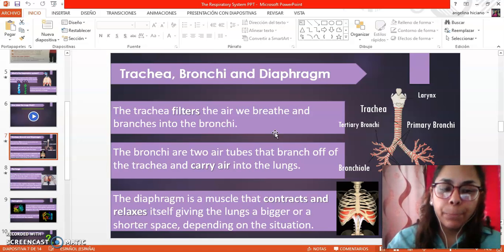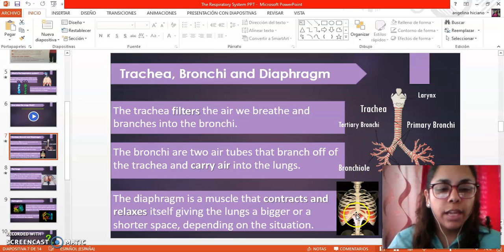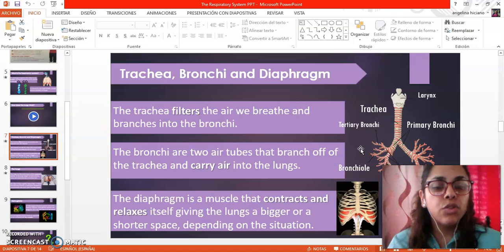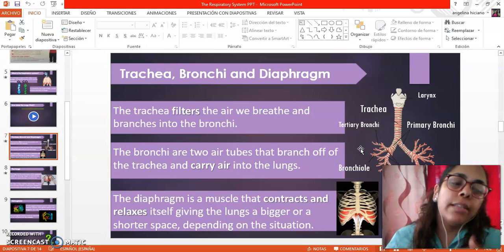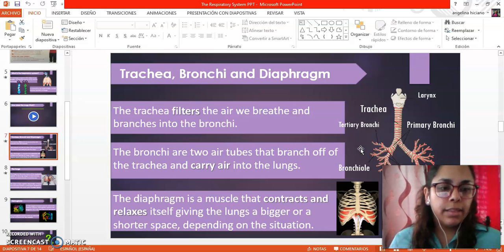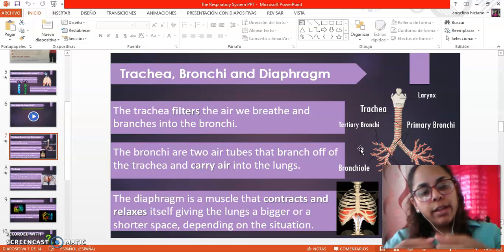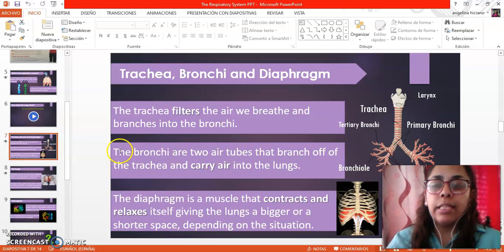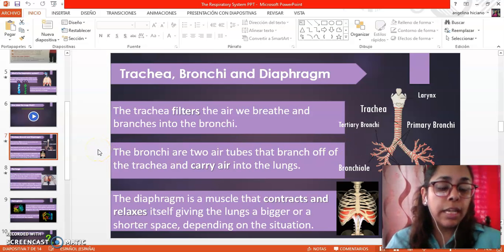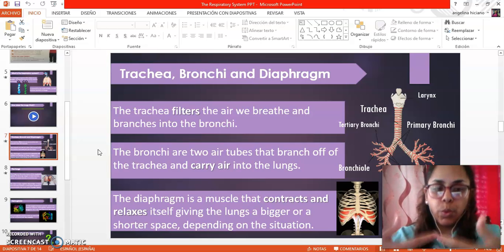lungs, okay? So on the chest, here, approximately here on this part, we have the diaphragm. The diaphragm is a muscle that contracts and relaxes itself, giving the lungs a bigger or shorter space depending on the situation. So if you think about it, the diaphragm is like a rubber band that pulls and retracts, pulls and retracts. Okay? So this is really important because lungs need space to expand.